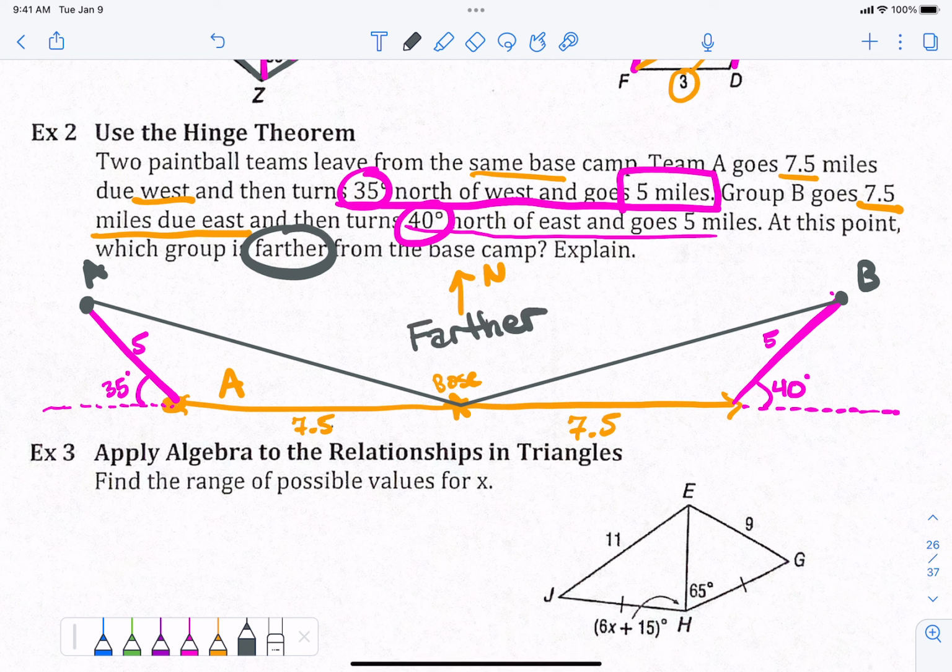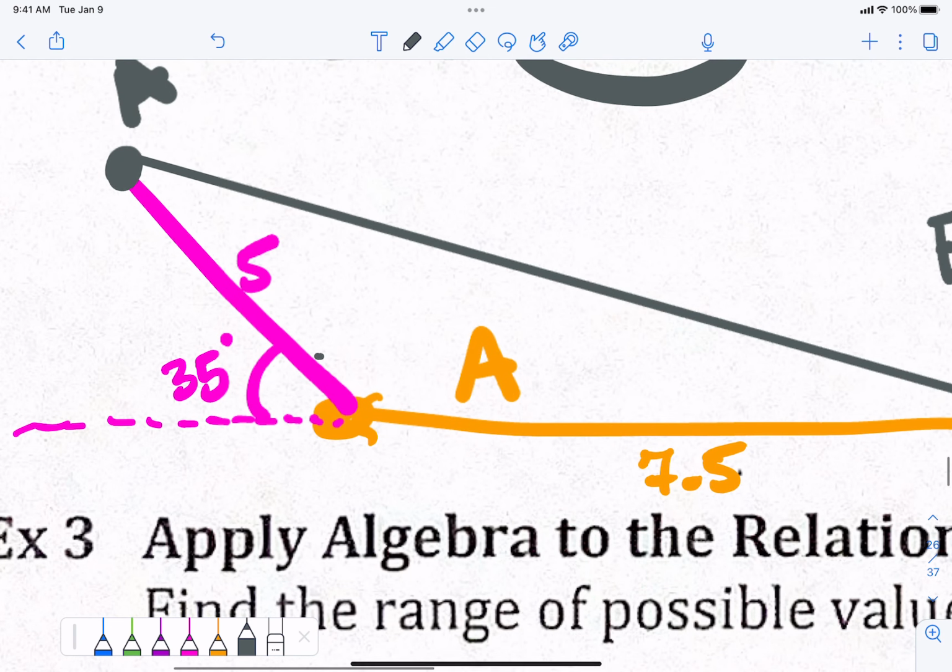Has to be B, they're 40 degrees. No, it has to be A, because of the opposite angle. I'm farther right here than I am right here. So you people who said B are comparing 40 to 35, and you said 40 is bigger. But it is A. The problem is, we want to look at this angle right here.